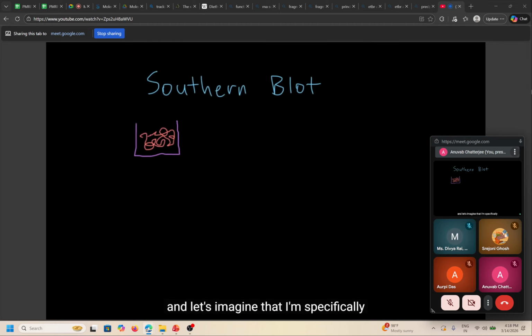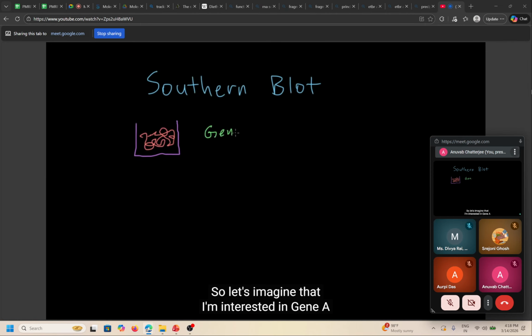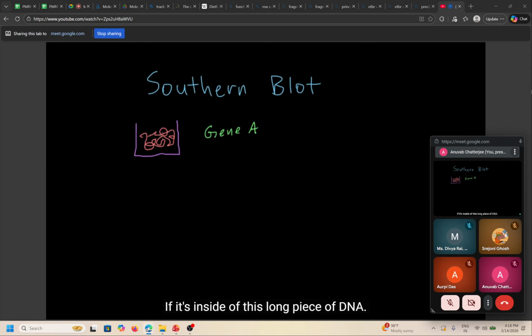And let's imagine that I'm specifically interested in one gene. So let's imagine that I'm interested in gene A. And I want to see if gene A is inside of this cup, if it's inside of this long piece of DNA. Now, in order to figure out whether or not gene A is inside this cup, basically we have to do this process known as a southern blot. And we'll break it up into a couple of different steps.